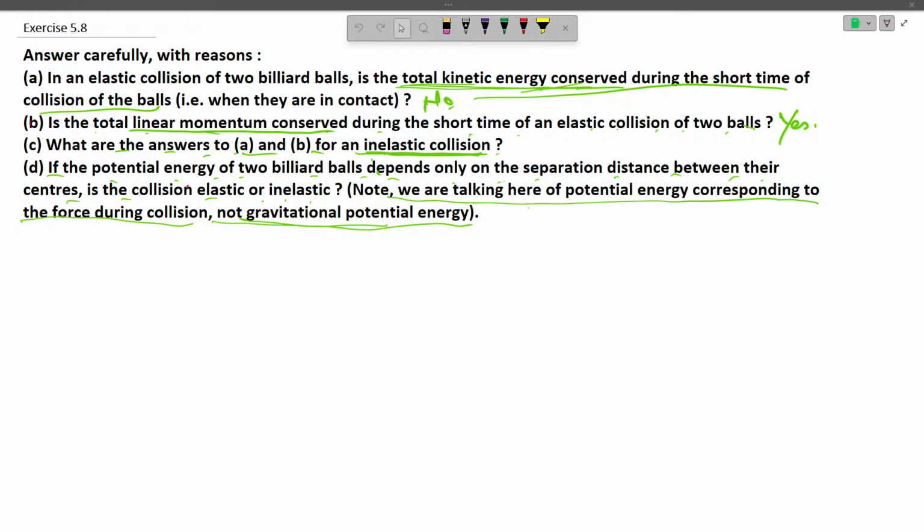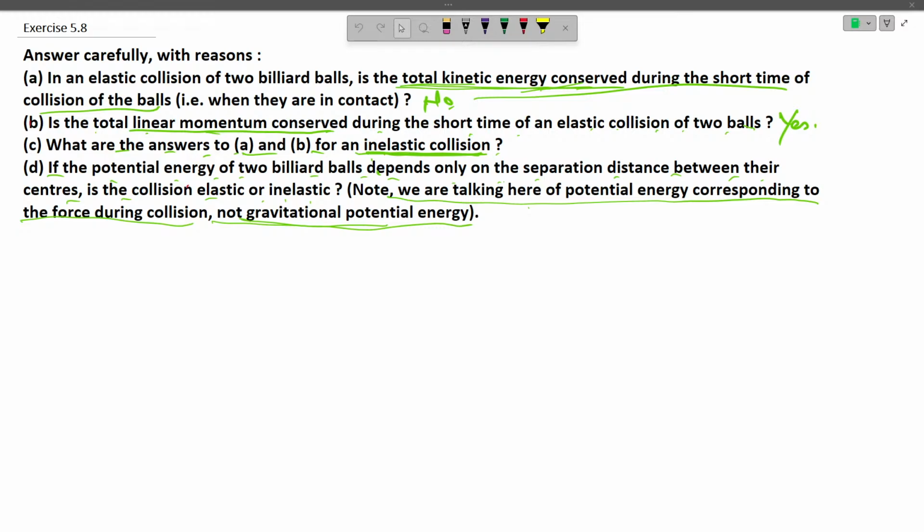So the second question is, is the total linear momentum conserved during the short time of elastic collision of the two balls? So linear momentum is conserved during the short time, yes, this is true. Linear momentum is conserved in any collision, elastic or inelastic, as long as no external forces are acting on the system. So this is true.